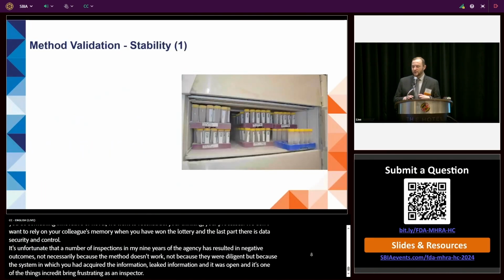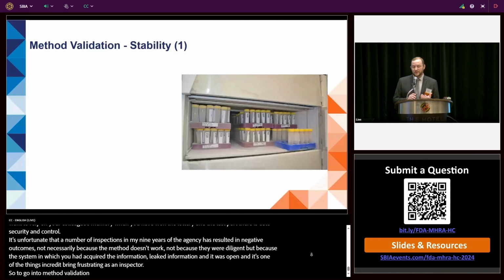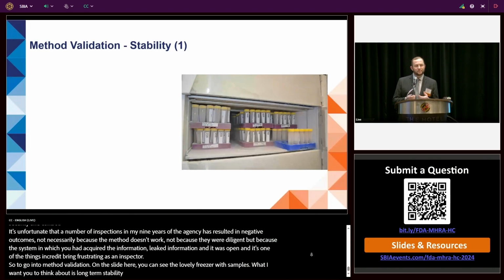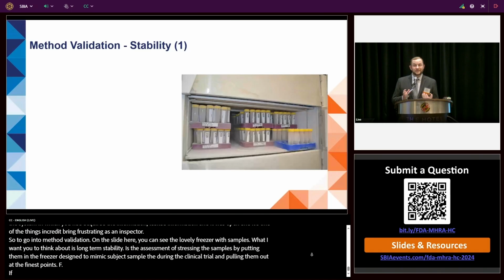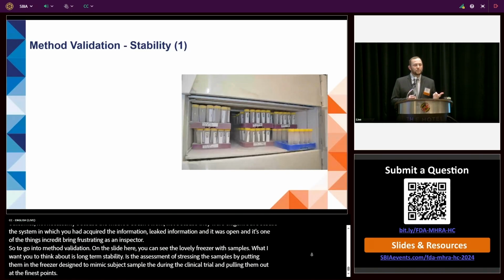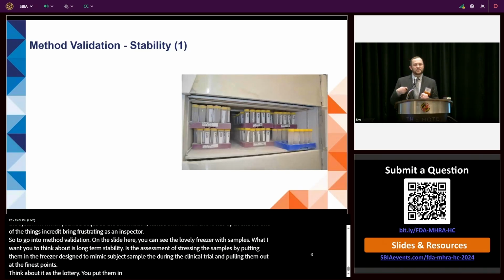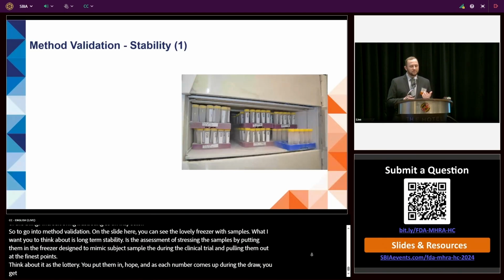So, to go into method validation, on the picture you can see there is a lovely -80 freezer with some samples. Long-term stability is the assessment of stressing the samples by putting them into a freezer designed to mimic subject samples during the clinical trial and pulling them out at defined points. If you think about it like a lottery ticket and waiting for the draw, you put them in and hope. Then as each number comes up during the draw, you get a little bit closer to the jackpot. You get to decide your subject samples.